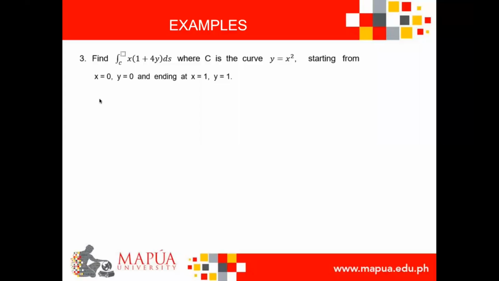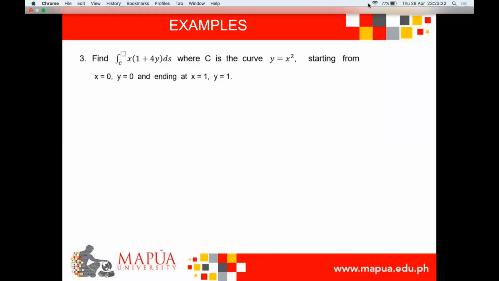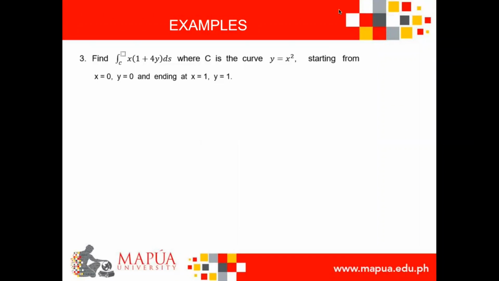Let us now solve this problem. So we have here the integral of x times the quantity 1 plus 4y ds along the curve C. As we can see, the variable of integration is ds. So what we're going to do is to replace this with a variable of integration, which is x. And how is this? Let us recall the formula of ds, or the arclength parameter.